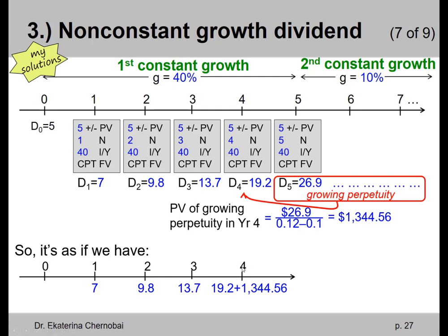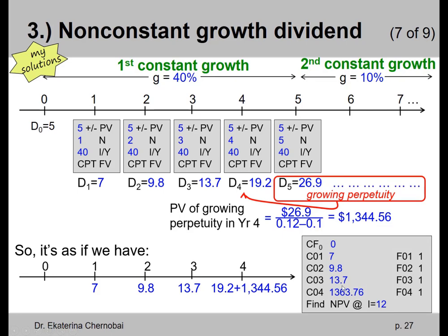And then at the end of the 4th year, and it's the last one on our timeline, we have $19.20. And we also have the present value of that remaining growing perpetuity, $1,344.56. And there is nothing else on our timeline after year 4. Nothing. It's all blank. So we only have 4 cash flows of different amount on our timeline, right? And now, how would you find their present value in today's dollars? You can do one by one, or of course you can use the cash flow keys.